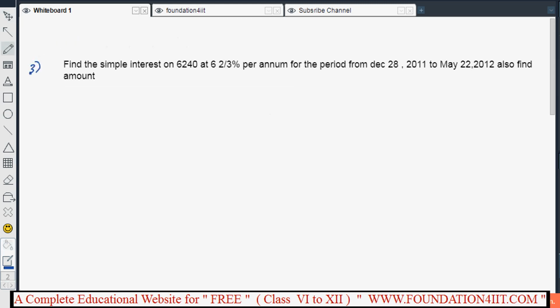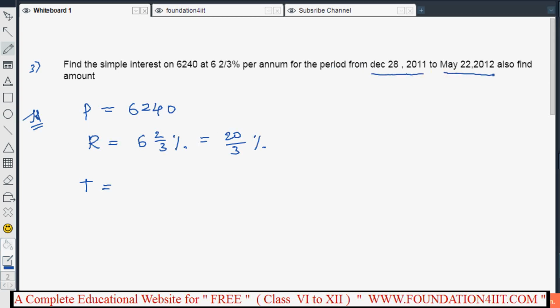So in this problem, first given data if you observe, principal is given directly, 6,240. Okay, principal is equal to rupees 6,240 and rate of interest also is clear, 6 2 by 3%, that is 20 by 3. Now when you come to the time, that is December 28, 2011 to May 22nd, 2012. So we have noticed that the starting date we should not count.